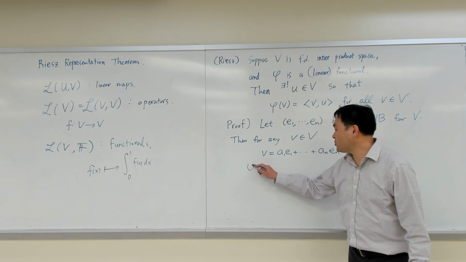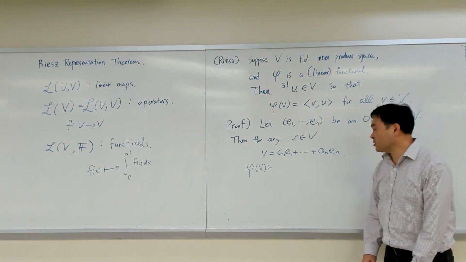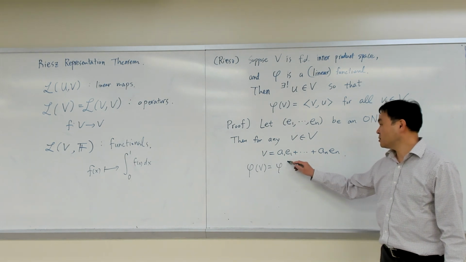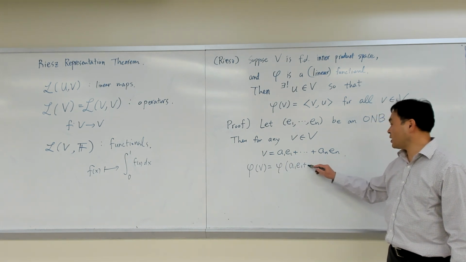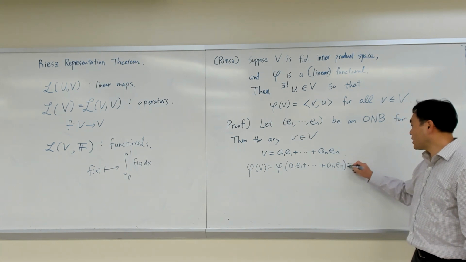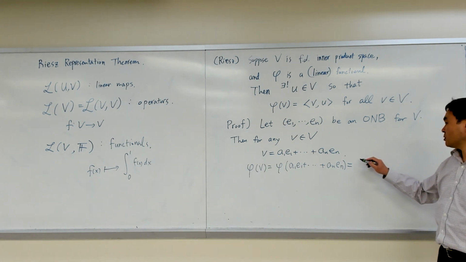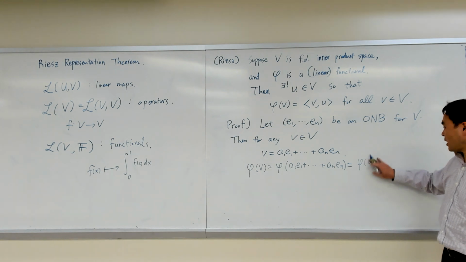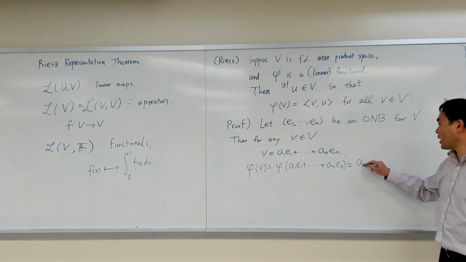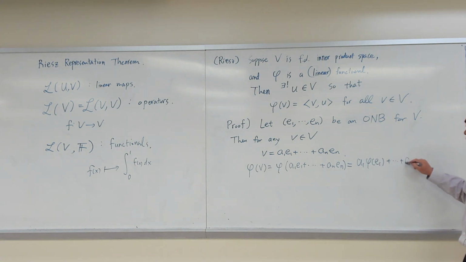Now, because phi is a linear functional, being linear means addition splits and any constant can be brought outside, right? So by definition, this is going to be equal to phi of V equals A1 times phi of E1 plus and so on plus AN times phi of EN.